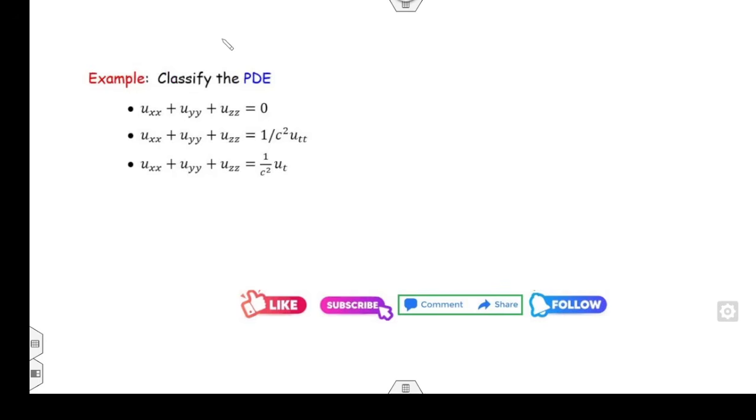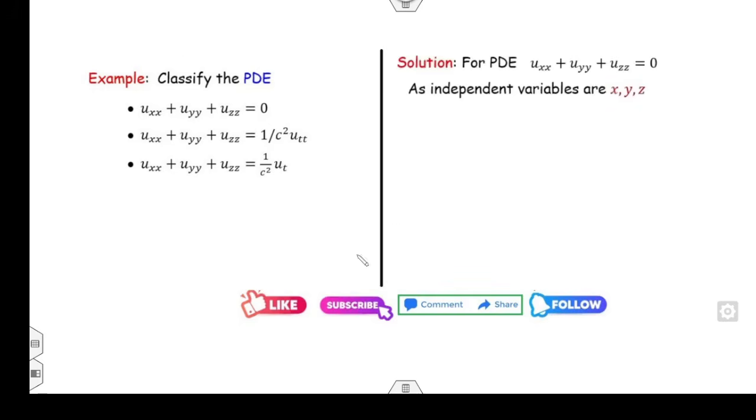Classify the partial differential equations. How many independent variables you have? There are the 3 independent variables x, y and z. इसका मतलब जो आपका मेथड 1 है, मेथड 1 b square minus 4ac is not applicable. Method number 2 by using the determinant method is not applicable. Method number 3, that is the eigenvalue, is applicable.